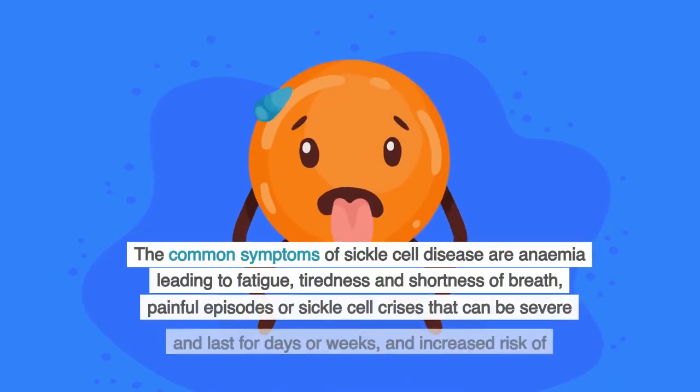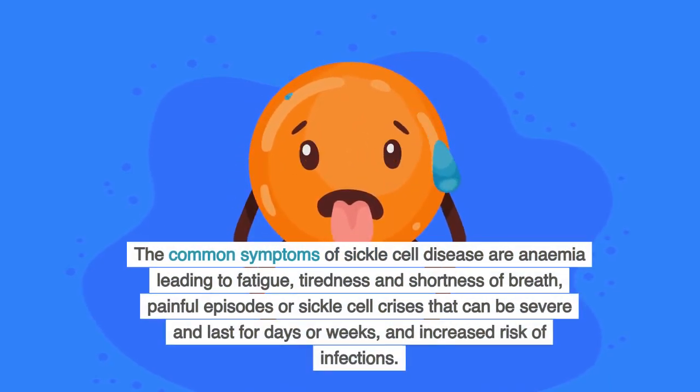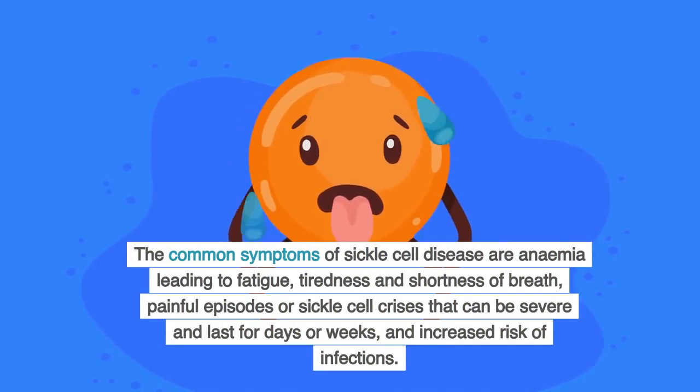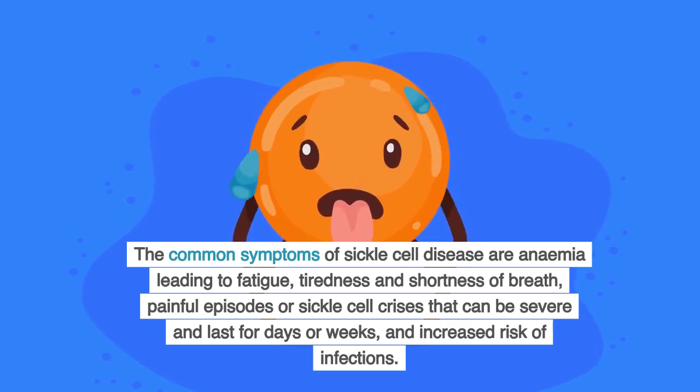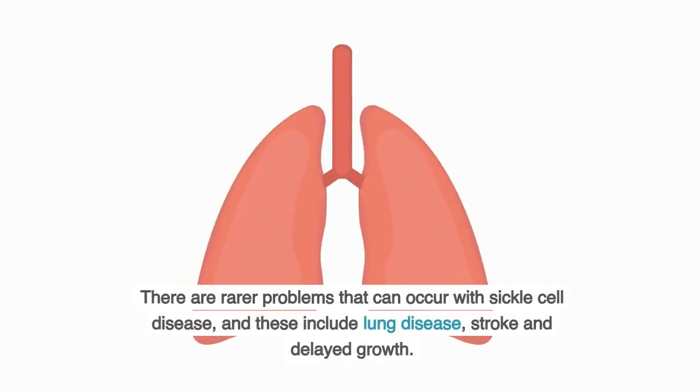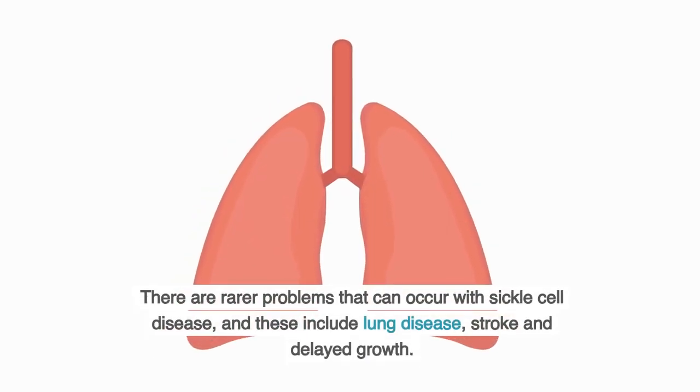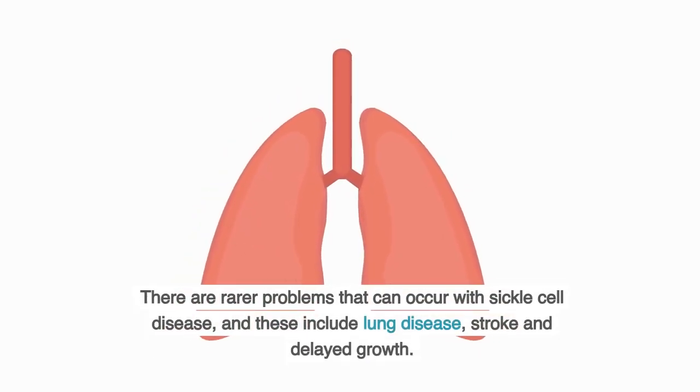The common symptoms of sickle cell disease are anemia leading to fatigue, tiredness and shortness of breath, painful episodes or sickle cell crises that can be severe and last for days or weeks, and increased risk of infections. There are rarer problems that can occur with sickle cell disease, and these include lung disease, stroke and delayed growth.